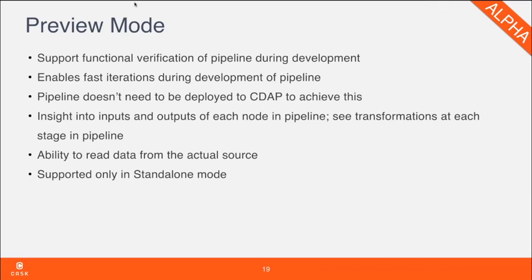The preview mode allows you to functionally run the pipeline as if you would have run the pipeline when it was deployed, and provides an ability to investigate or provide insights into inputs and outputs of each node in the pipeline. So you have the ability to read the data from the actual store, and this is only supported in the standalone mode.